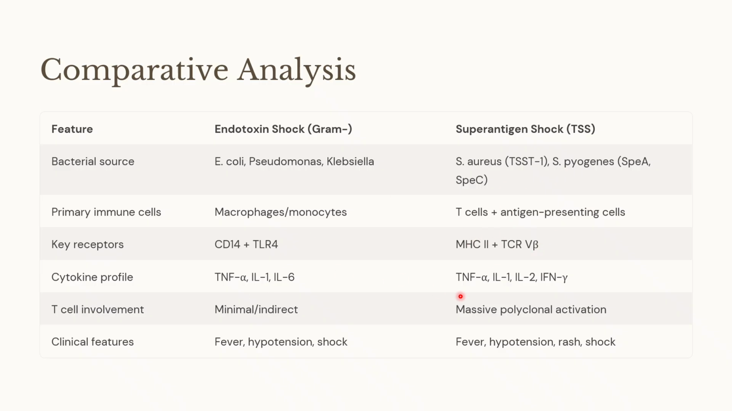Cytokine profile is almost the same. Endotoxin shock will cause an indirect effect, but superantigen shock will as such cause a massive polyclonal activation. Both can result in almost similar clinical presentation with the fever, hypotension and shock. This presentation is in short about the differences between endotoxin as well as the toxic shock syndrome toxin.